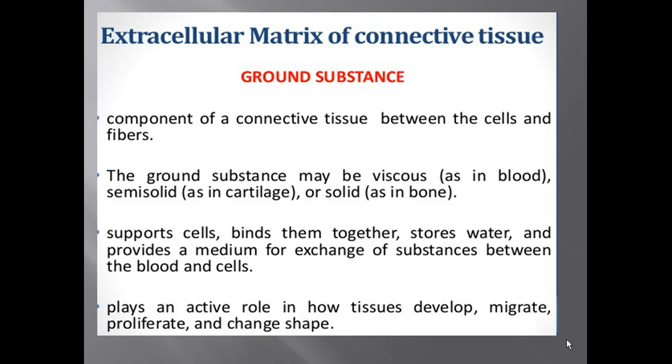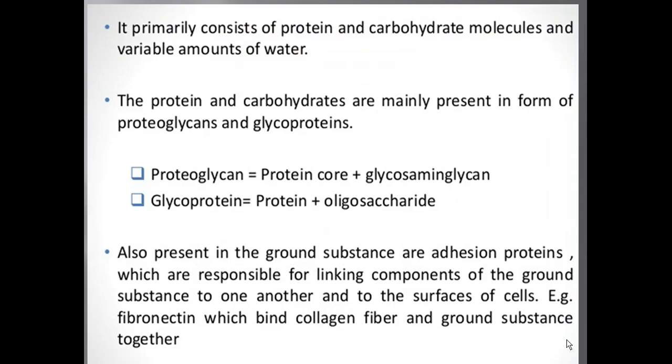It's either viscous, like the blood, or semi-solid, as in cartilage, or solid, as in bone. The function of the ground substance is to support cells, binding everything together, and it also stores water and provides a medium for exchange of substances between the blood and cells. It also plays roles in differentiation and changing shape for connective tissue. It primarily consists of protein and carbohydrate.